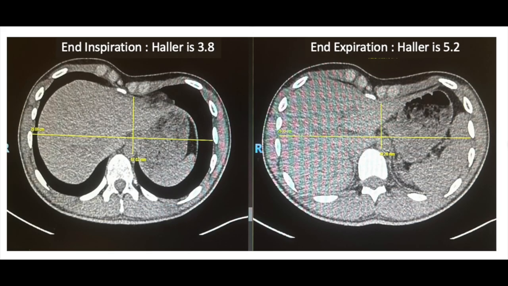A very important issue is that we really want CT scans, if possible, in end expiration and end inspiration. And this diagram shows why. The Haller index is very markedly different in expiration and inspiration. And actually, I think that the difference between expiration and inspiration might in itself be an important parameter for how severe your pectus excavatum is.